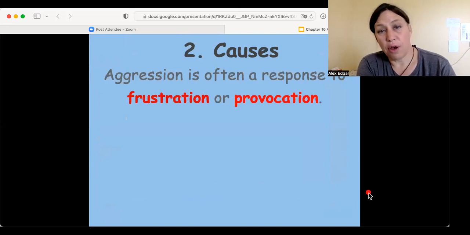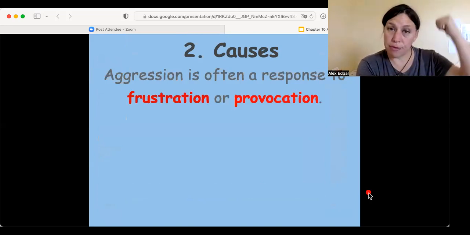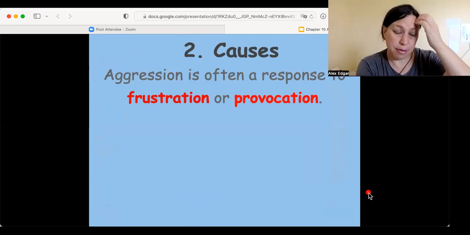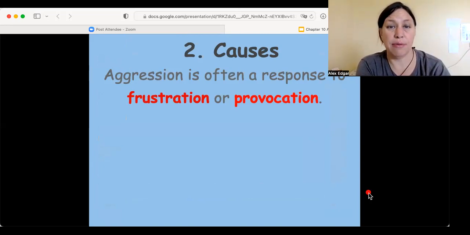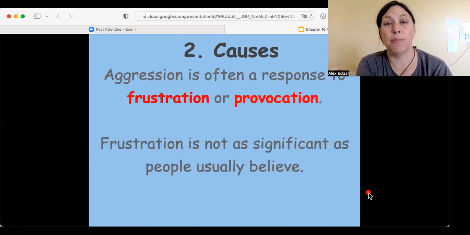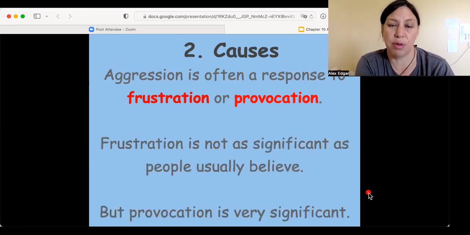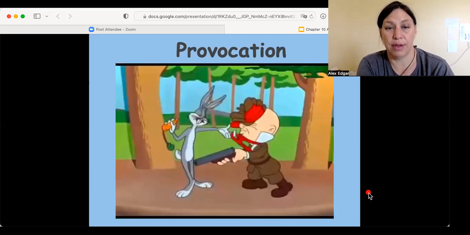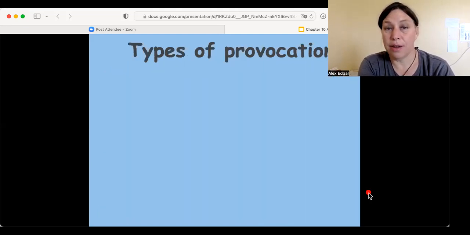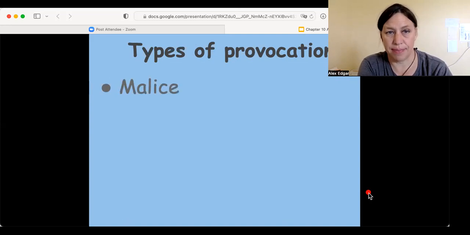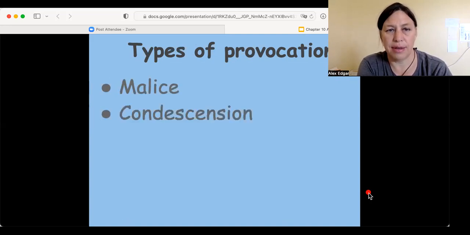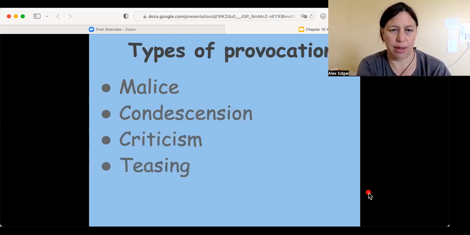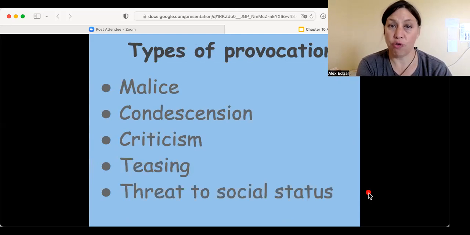Okay, aggression is often a response to frustration or provocation, from the frustration-aggression hypothesis. But the thing is that we found that frustration is far less important than provocation. Provocation is extremely significant. So let's look at provocation. Okay, when does provocation provoke violence or aggression? When it's malicious, condescending, harsh criticism, teasing, and a threat to social status.